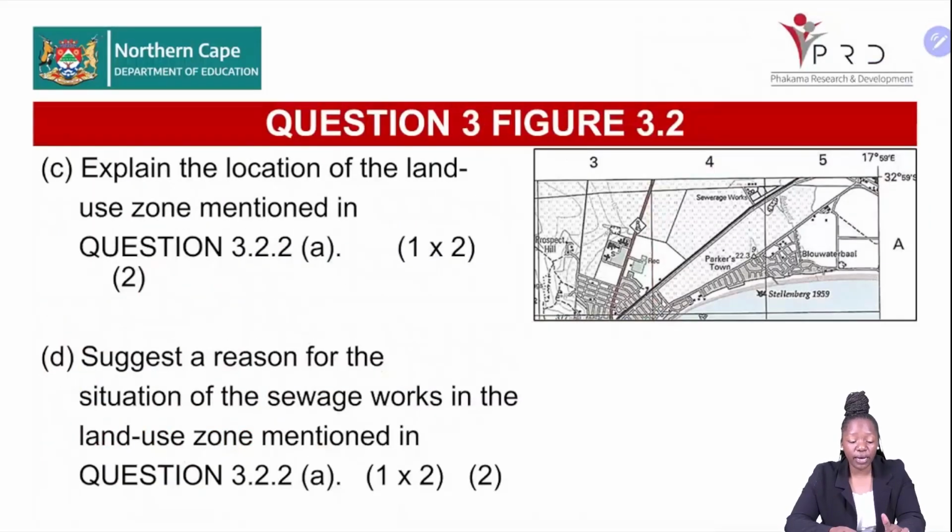Then we're looking at our question C and our question D. So question C, you explain the location of the land use zone you have mentioned in question 3.2.2a. So now we need to explain its location. Then D, suggest a reason for the situation of the sewage works in the land use zone mentioned in question 3.2.2a. So another 3 minutes, and then after 3 minutes, we will be able to discuss the solutions.